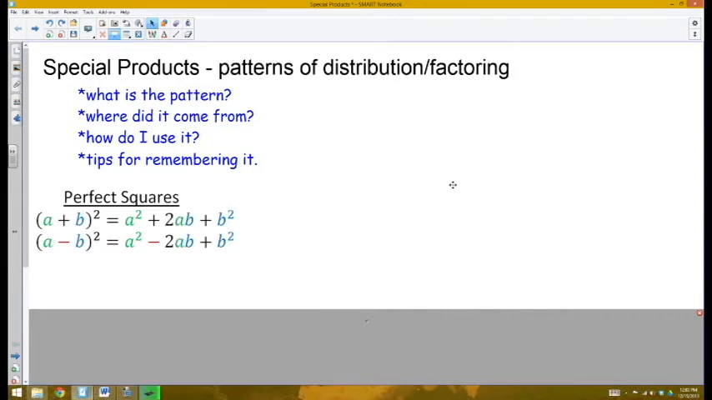The first pattern we're going to look at is the perfect squares pattern, and it basically has two forms. It's when I'm adding in a binomial and then squaring, or when I'm subtracting in a binomial and squaring. And these are the two formulas that will result in those patterns.